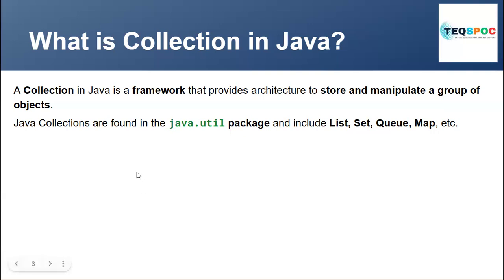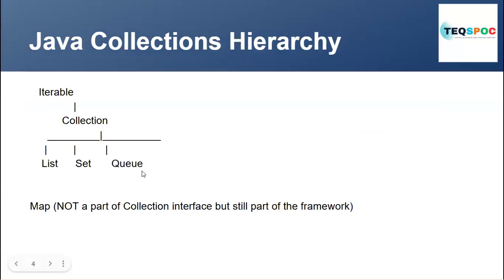Moving to next, what is the hierarchy of the collection? If in an interview they ask, tell me about the hierarchy of the collection, then you will start. First is Iterable, which is the parent. Then we have Collection, which is an interface. Then we have list, set, and queue, three types. List is also an interface, set is also an interface, and queue is also an interface.